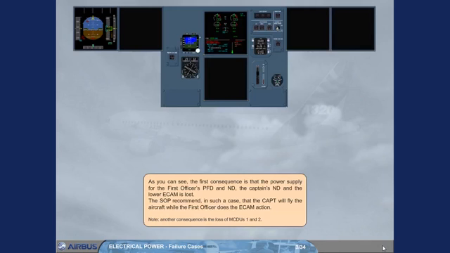As you can see, the first consequence is that the power supply for the first officer's PFD and ND, the captain's ND, and the lower ECAM is lost. The SOP recommend in such a case that the captain will fly the aircraft while the first officer does the ECAM action. Note, another consequence is the loss of MCDUs 1 and 2.